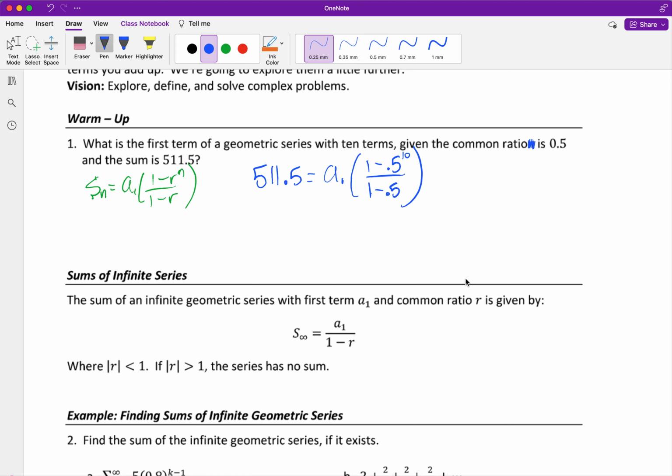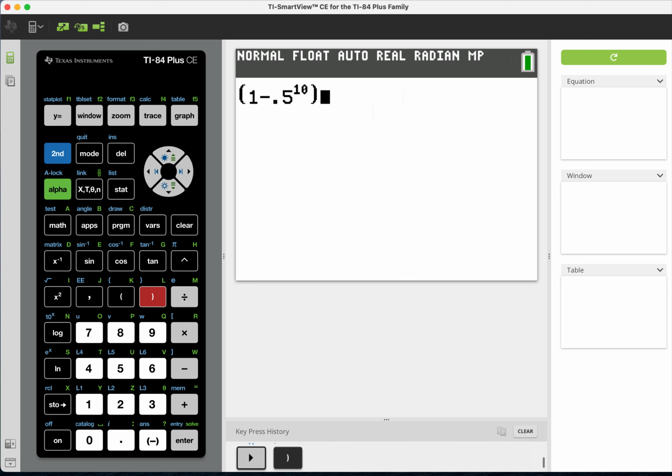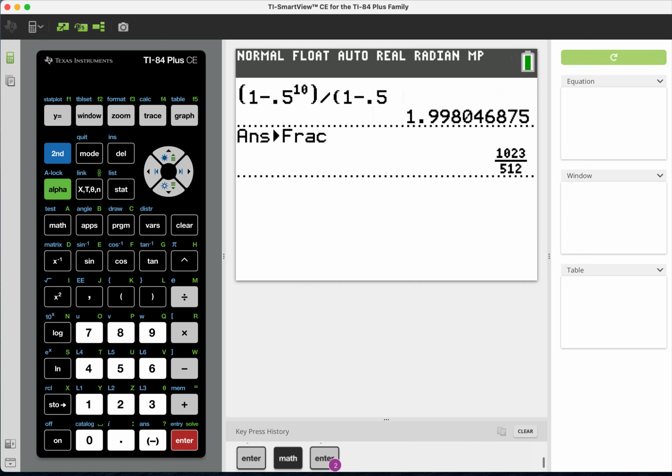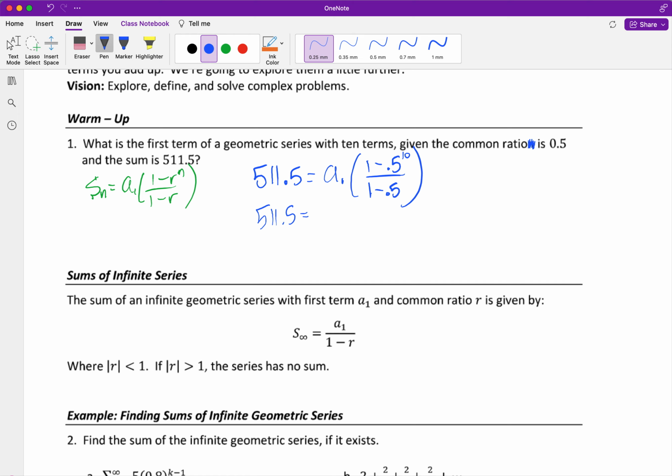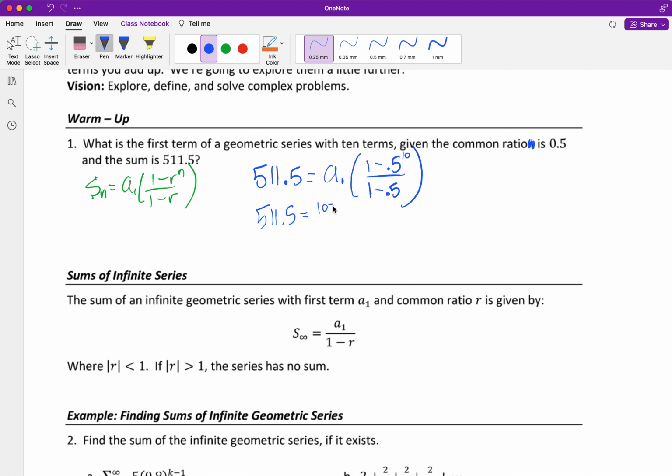So let's jump over to the calculator. I want to figure out what the big fraction is. I'm going to do 1 minus 0.5 to the 10th power divided by 1 minus 0.5, and that gives me this weird number, 1023 divided by 512. I'm just going to write that down. So I got 511.5 equals 1023 over 512 times a1.